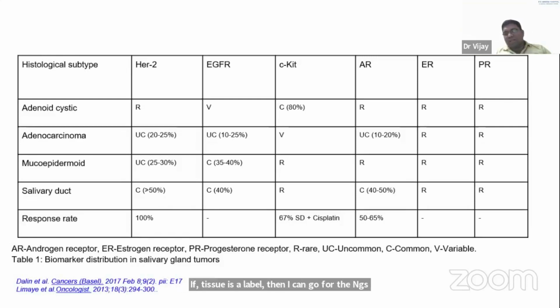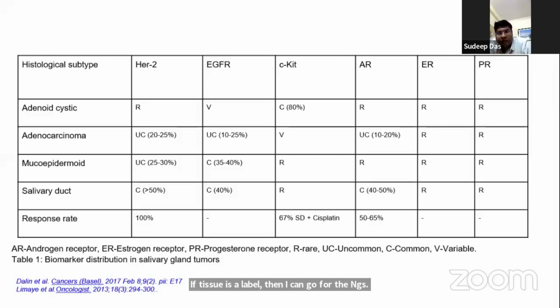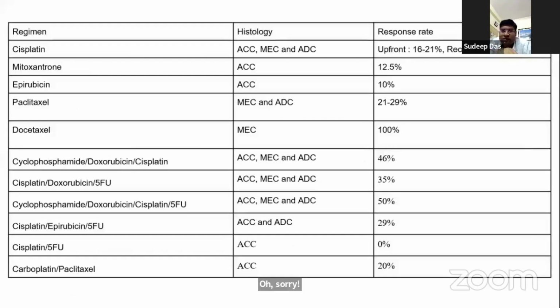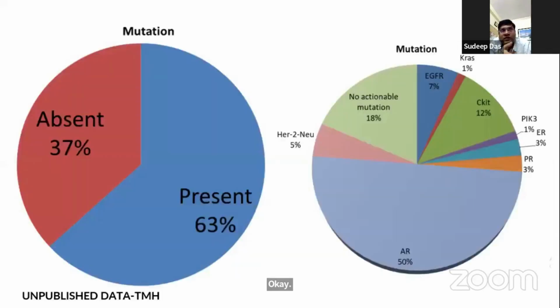Sir, in all my patients, I ask for at least IHC for androgen receptor and HER2, in 100% of patients. Now, if something is not coming out as an actionable driver mutation, then only, in a desperate situation to find some next line, do I ask for NGS.